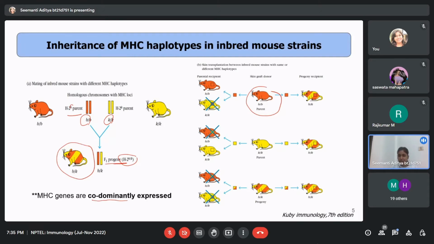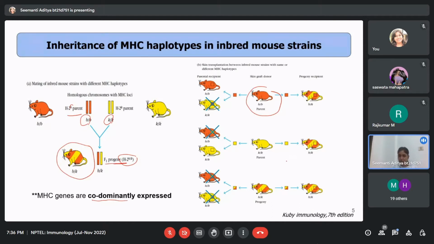But if this skin graft from this parent is transplanted to the offspring, it will be accepted in the offspring, because the offspring has the expression of both B and K. Similarly, in the KK parent, if you are taking the skin and transplanting it in the yellow mice, it will be accepted. But if you are transplanting in the orange mice, it will not be accepted. But if you are taking the skin graft and transplanting it to your progeny, it will be accepted, because it has the expression of both B and K genes.